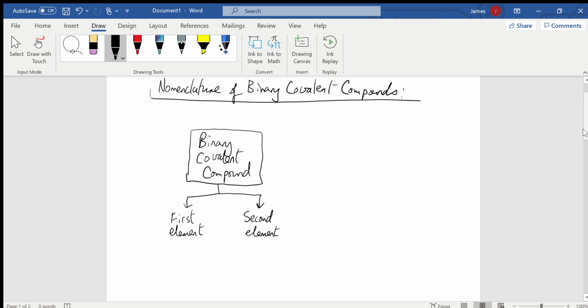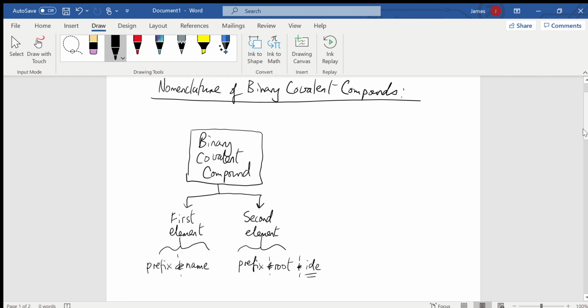And then the first element now gets a prefix and its elemental name. And then the second element gets also a prefix, and it gets a root, and it has the suffix IDE. Okay.